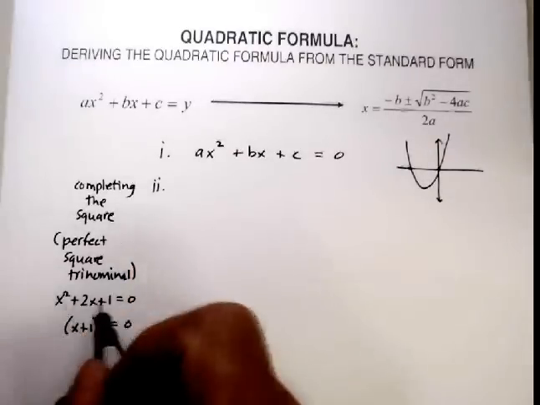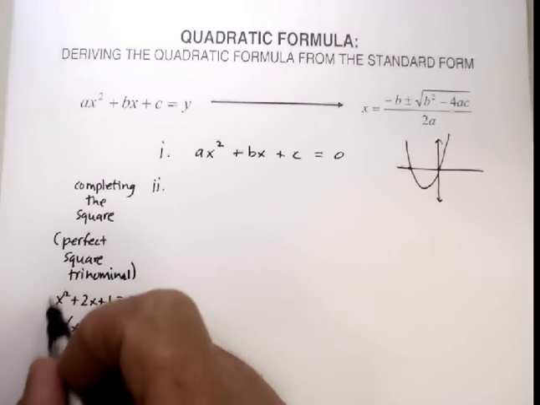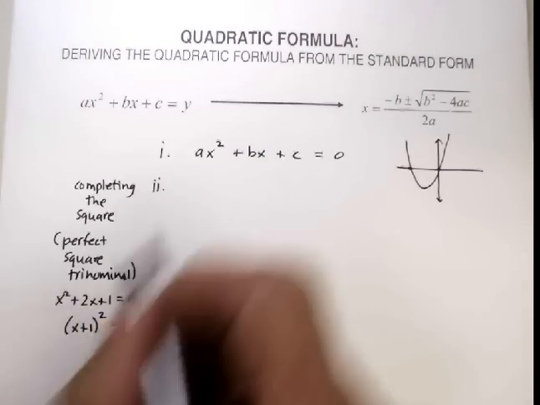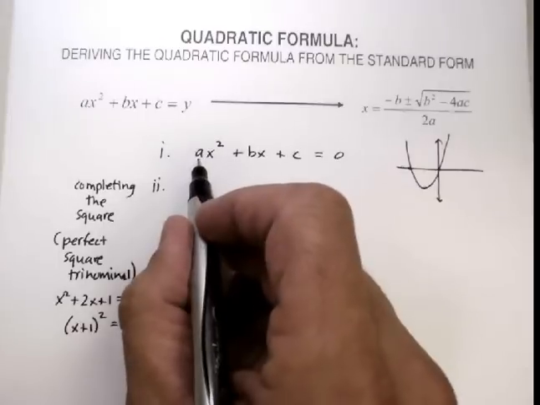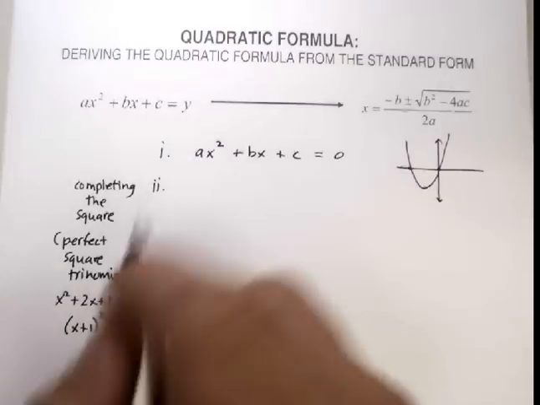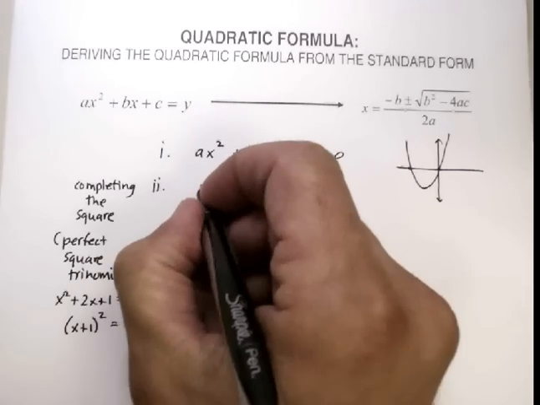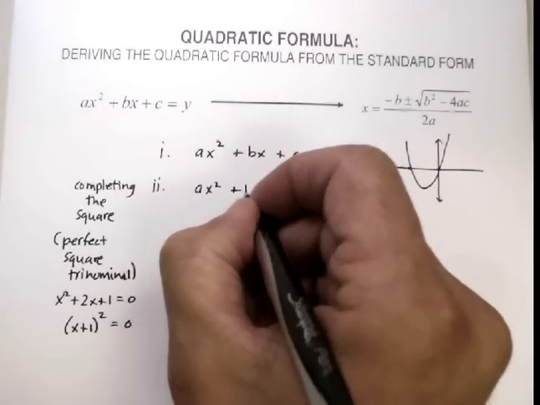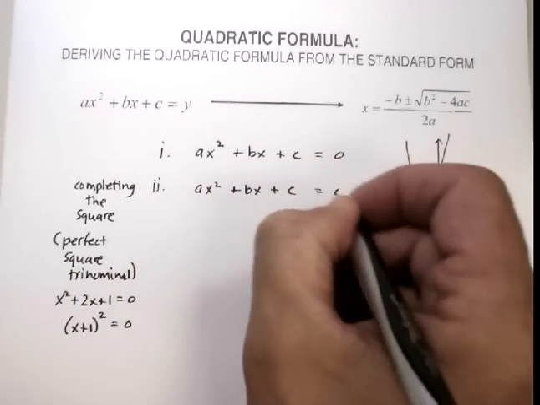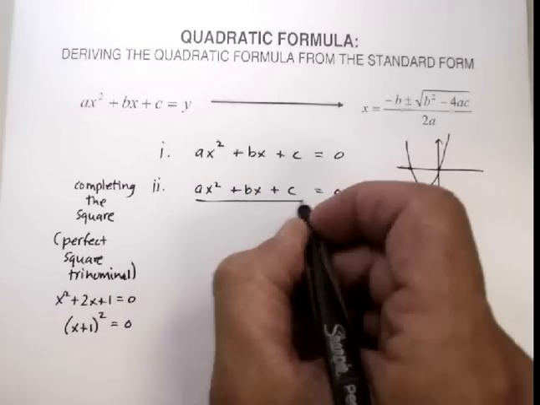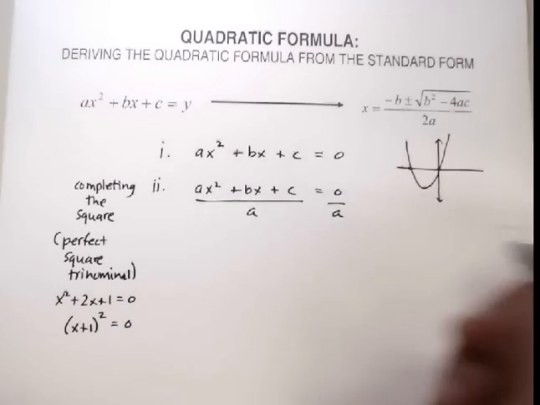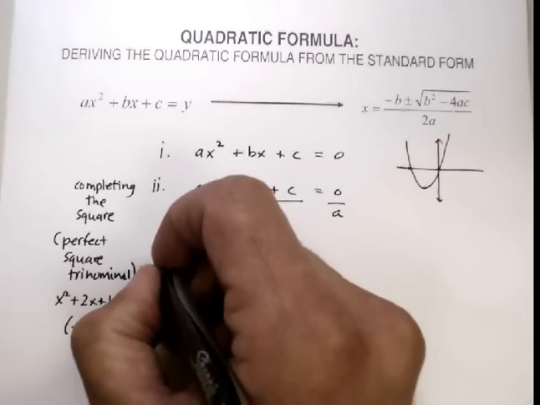Now when I look at this, I have a couple of problems. If you look at this really easy one, you'll notice that there's no number in front of the x squared. And here we've got an a. So one of the first things we want to do is get rid of that a. How would we do that? Well, the best thing to do is to divide by a on both sides. That's what we're going to do in that step.